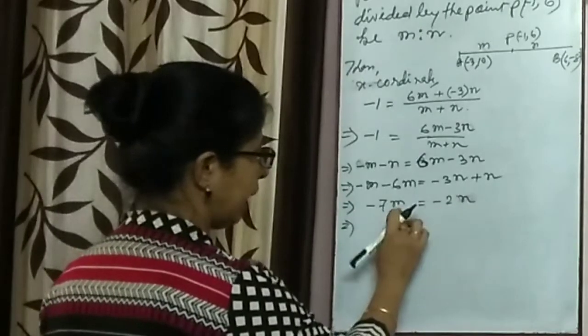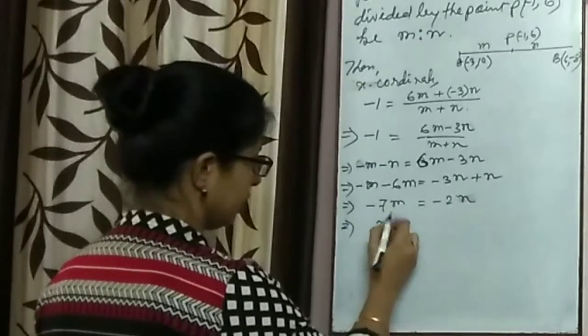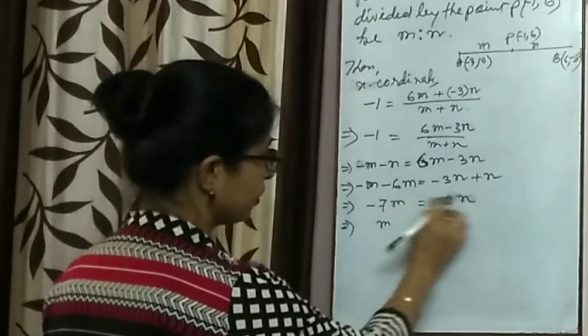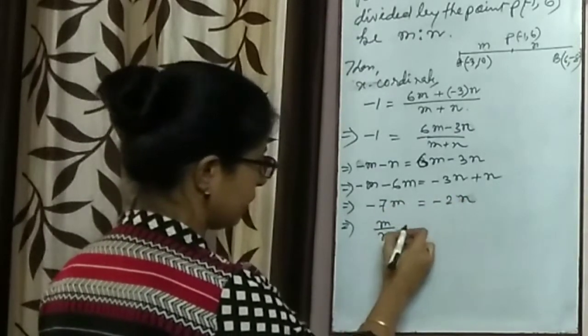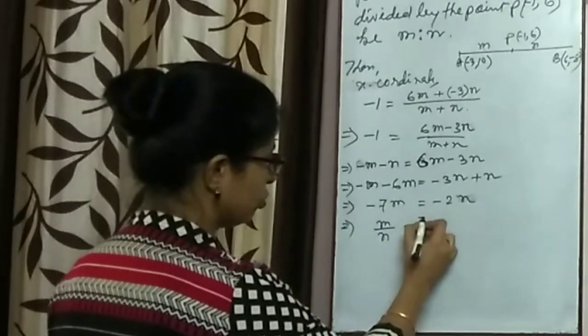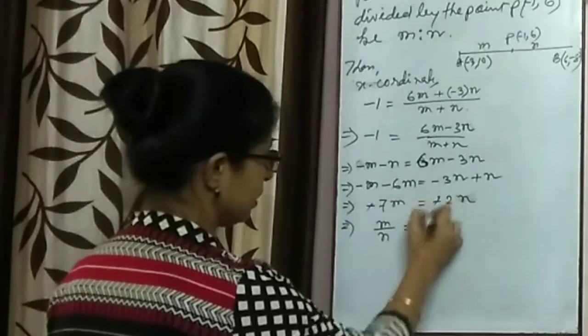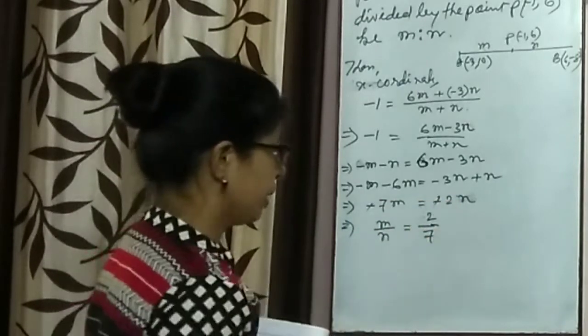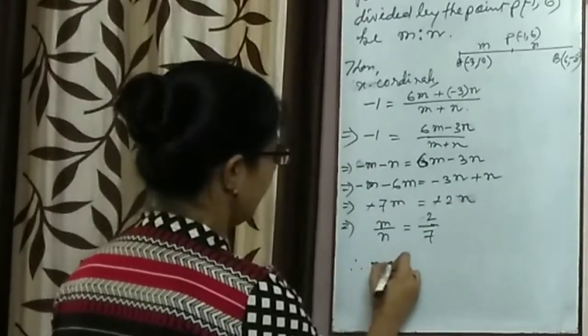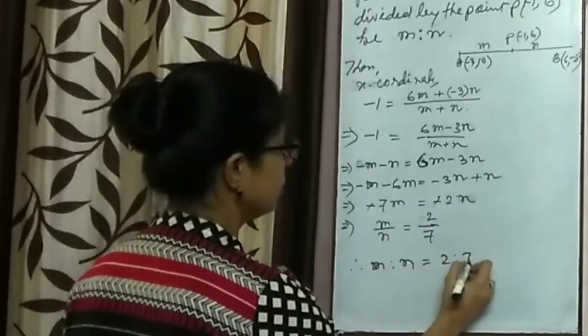Now for getting m is to n, m you keep here, n you shift here, and then 2 you keep there, minus 7 here. Do one thing, this minus gets cancelled, 7 you bring here. Therefore m is to n comes 2 is to 7.